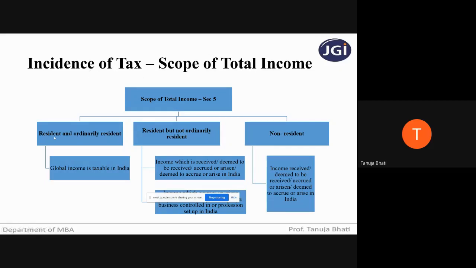If he is a resident and ordinarily resident, then global income is taxable in India. Whatever income he is earning globally is going to be taxable in India, if his status is resident and ordinarily resident. But suppose he is a resident but not ordinarily resident, then what income is going to be taxable in India? Income which is received, deemed to be received, accrued or arisen, or deemed to accrue or arise in India.